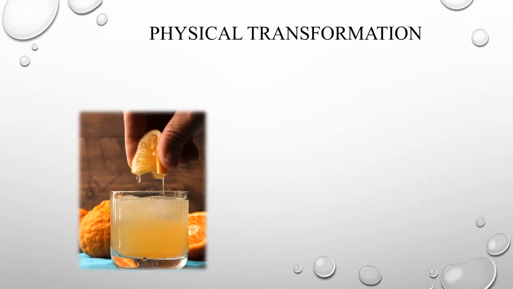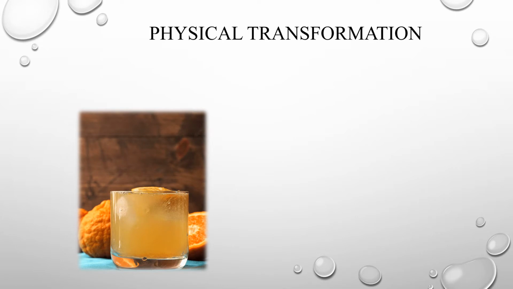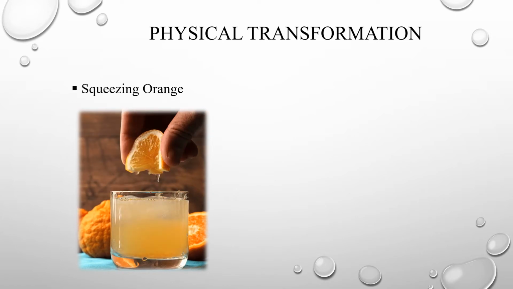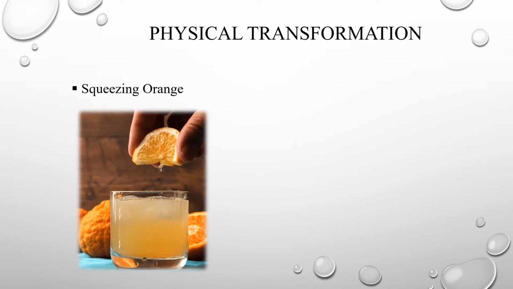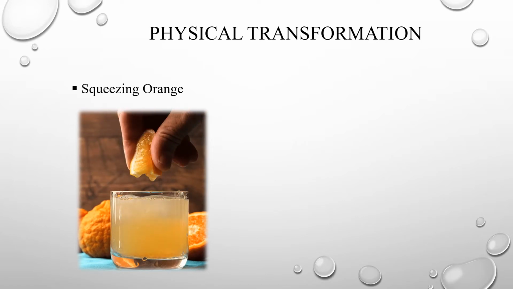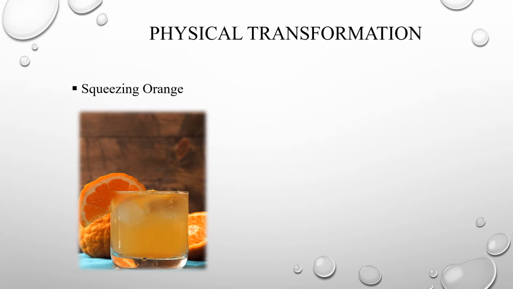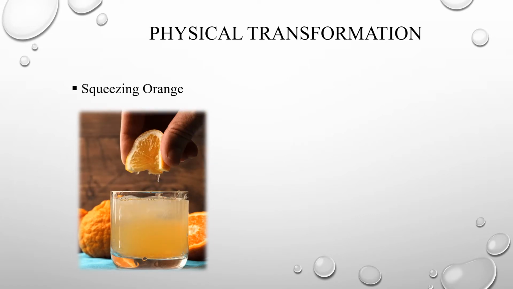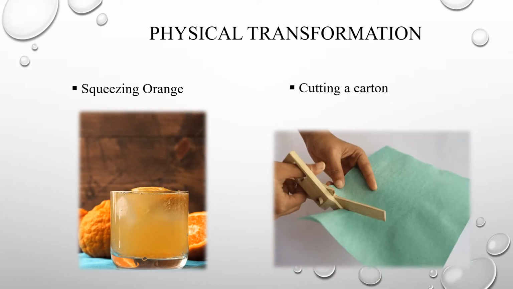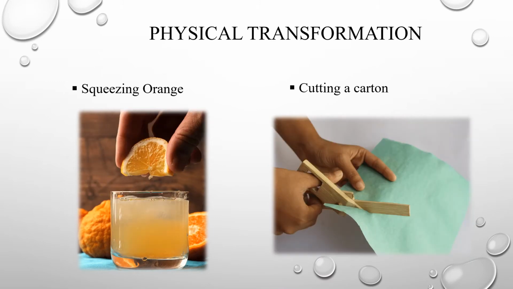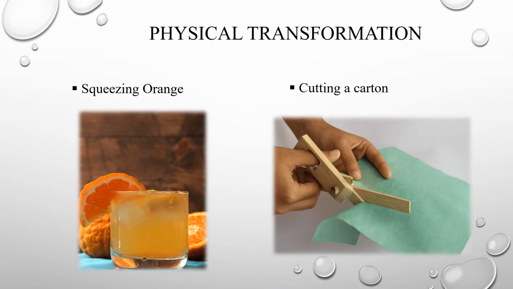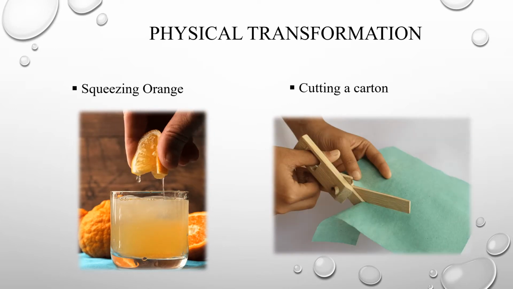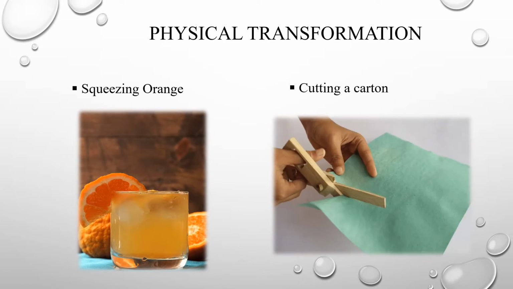Let's take more examples on physical transformation. The first example is squeezing an orange. When we squeeze an orange, it will give us orange juice. In this case, orange remains orange, but in the form of a juice. The second example is cutting a carton. Even though the carton changes shape and size when it is cut, it does not create a new substance. It is still a carton.